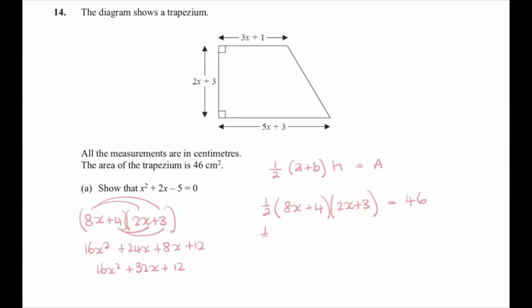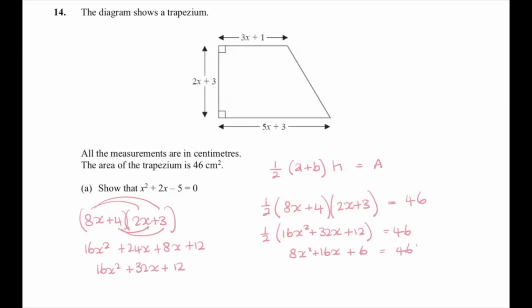So we've got a half, 16x squared plus 32x plus 12, which will equal 46. So let's do this halving. Let's just half all these terms, and then that sorts the half step out. We've got 8x squared plus 16x plus 6 equaling 46.